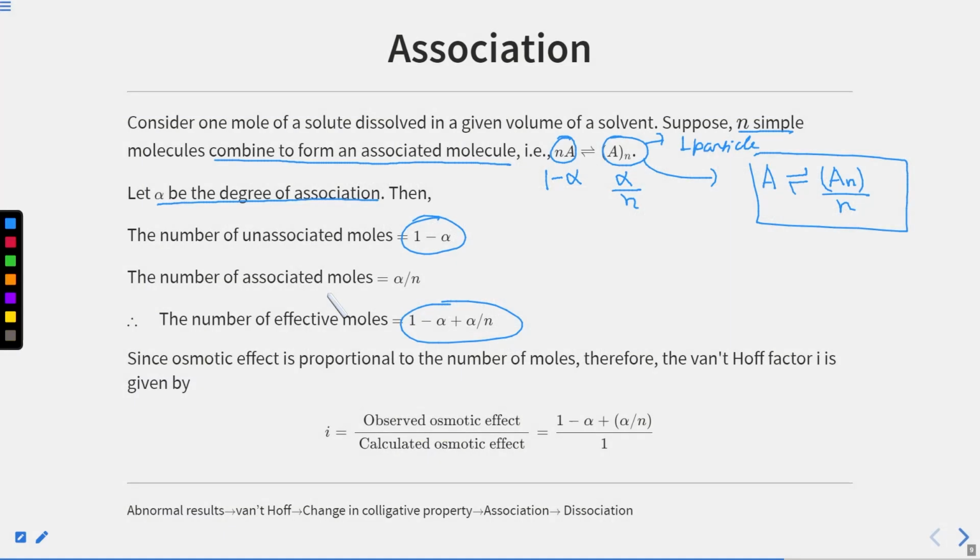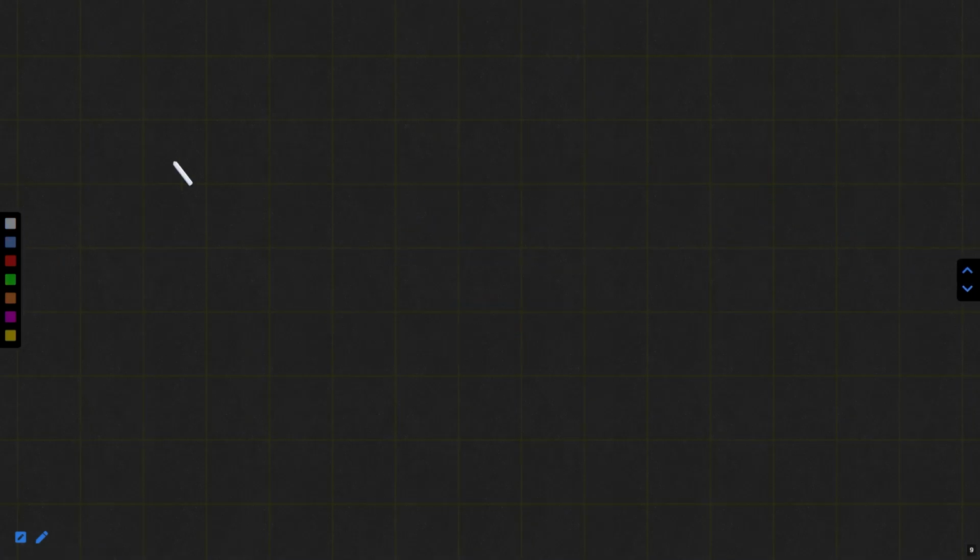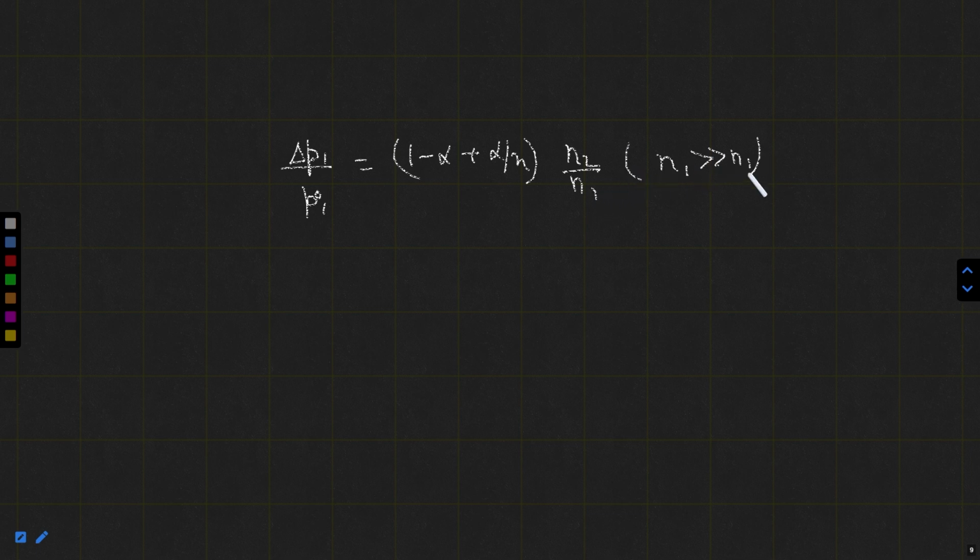Now I ask you to write this formula in terms of every colligative property. Then how will I write it? If I am writing it for the relative lowering of vapor pressure, it will be delta P1 by P01 is equal to 1 minus alpha plus alpha by n, multiplied by n2 by n1, in case of course n1 greater than n2. This will be a modified formula.